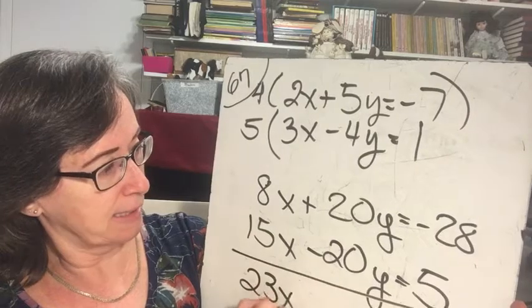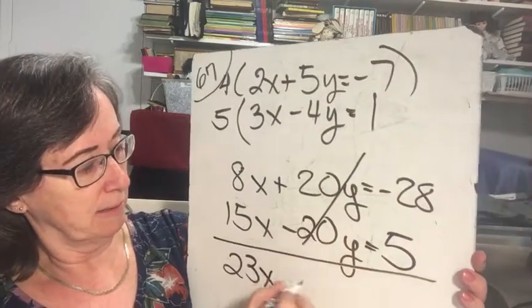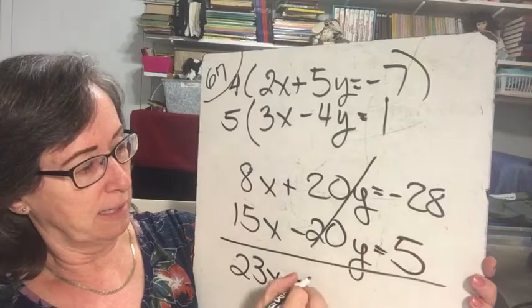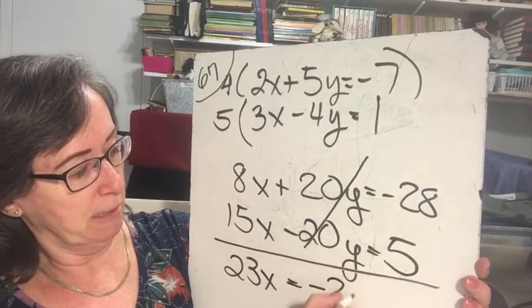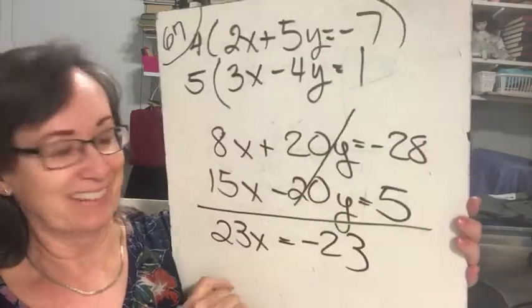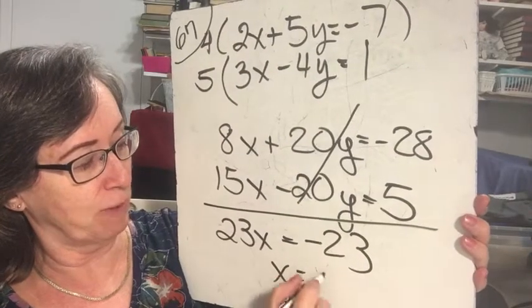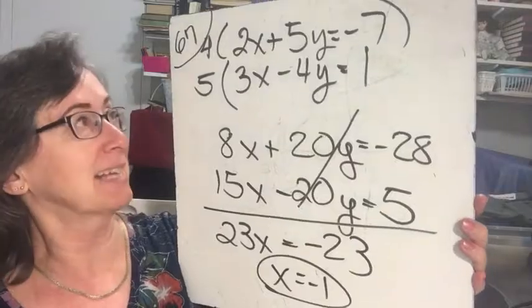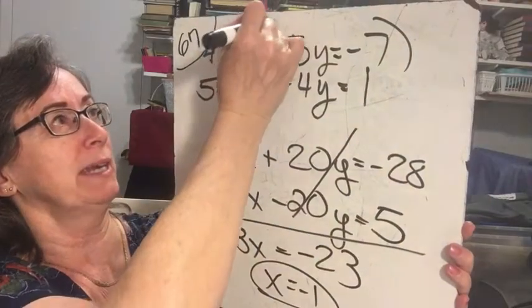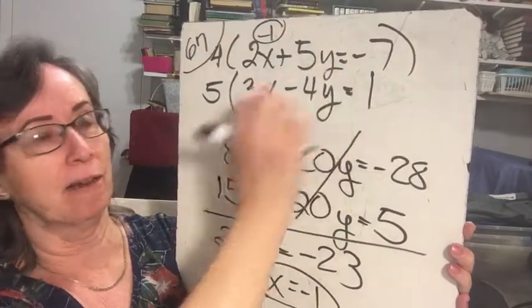23x cancel equals negative 23. Okay, so 23x is negative 23 doesn't mean x is negative 1. So we found our x. We're going to put our negative 1 right here so that we can find our 5y.